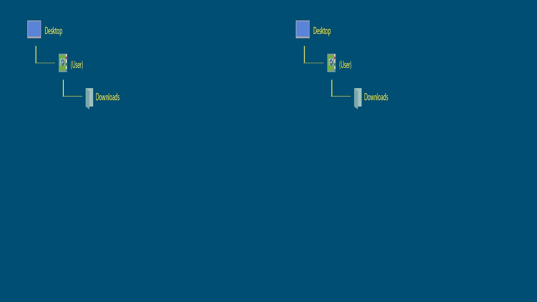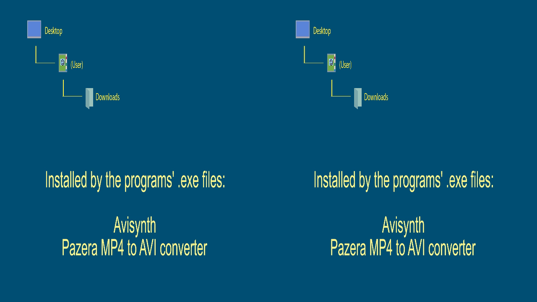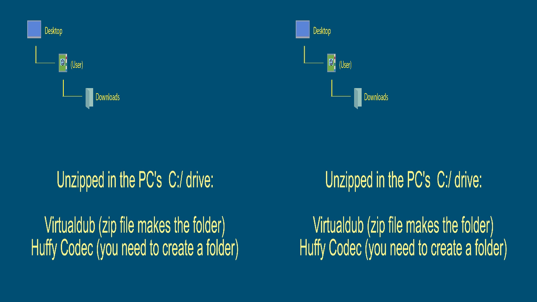These programs that will install for you automatically will be Avisynth and Pazera's MP4 to AVI. The other two items, one is a program, Virtualdub, and the other one is a codec called the Huffyuv codec. Those you're actually going to be placing in folders that you're going to be creating.